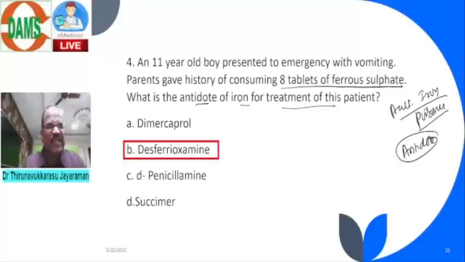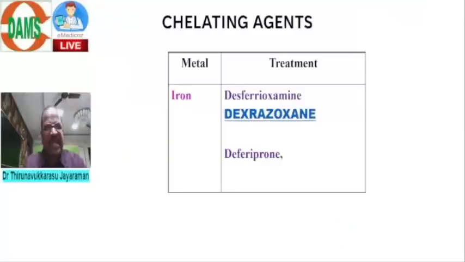So this is what we discuss in the chapter called chelating agents. At the time I discussed this, I told that for treatment of acute iron poisoning, we have some antidotes like desferrioxamine, deferiprone, dexrazoxane. So in your question, they're asking desferrioxamine, one of the antidotes for acute iron poisoning. In fact, deferiprone is also useful. For example, a thalassemia patient going for repeated blood transfusion, having iron overload, for hemochromatosis, we can use them.